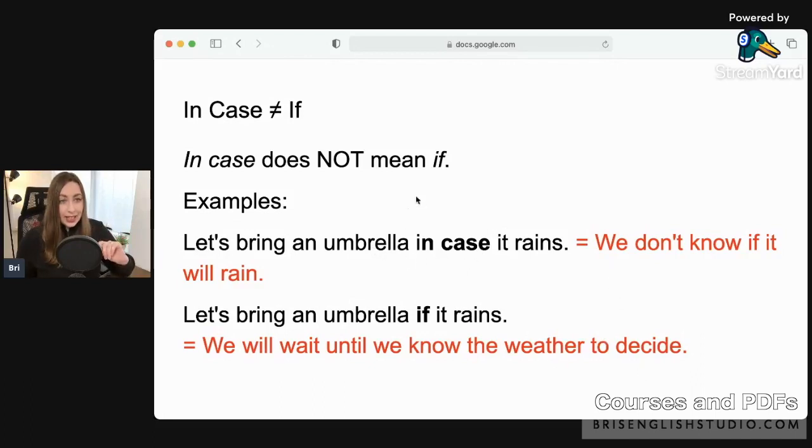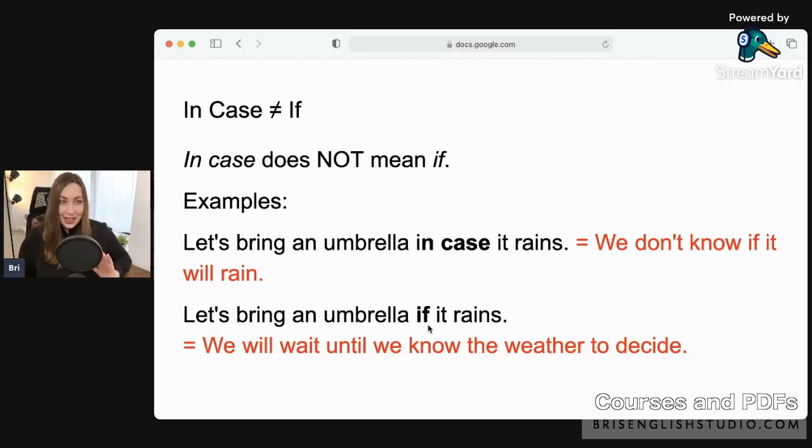In this one, in case means we are preparing for the future possibility that it might rain. So even if it's not raining now, we're still bringing an umbrella. Here, we are only going to bring an umbrella if it's raining.